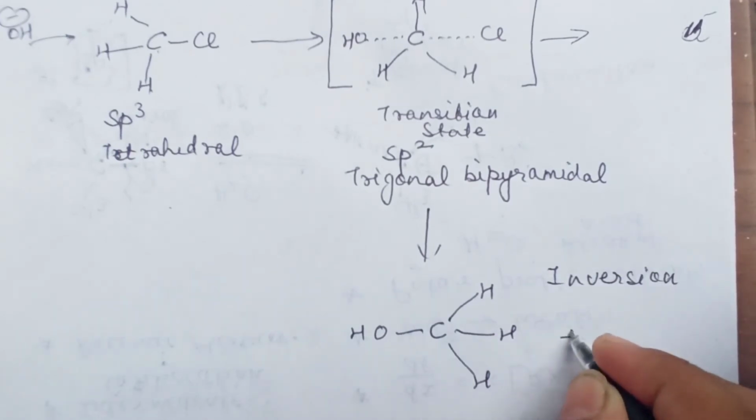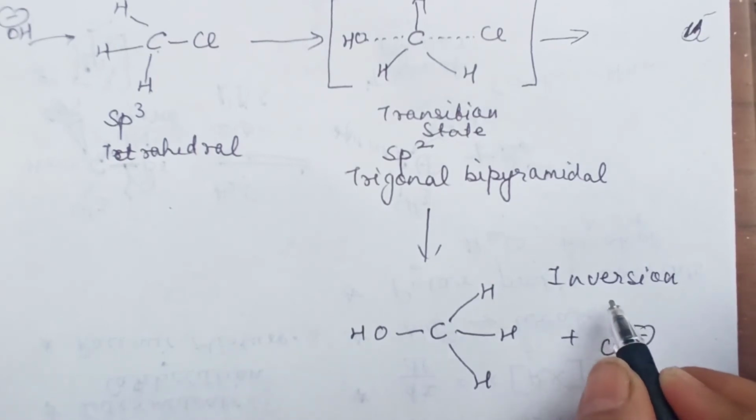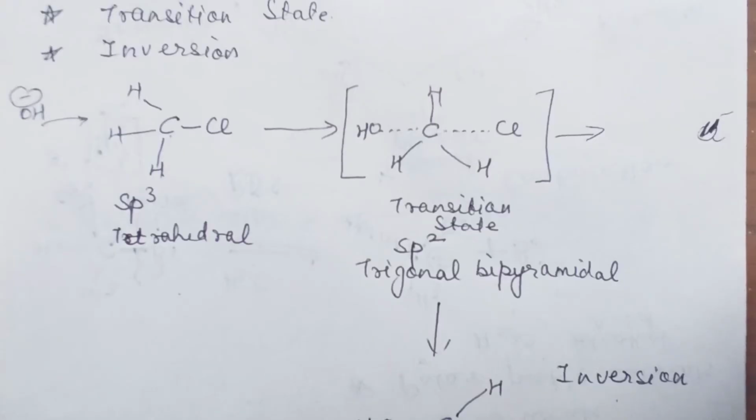And of course you can write that Cl minus that has come out. So there is inversion in it. Is it clear? SN2 mechanism. You can please note this down.